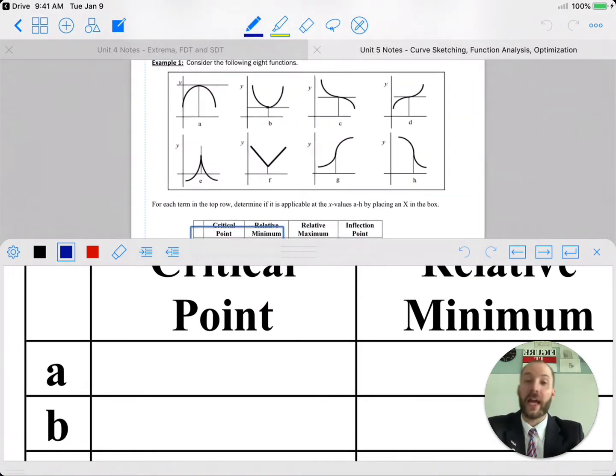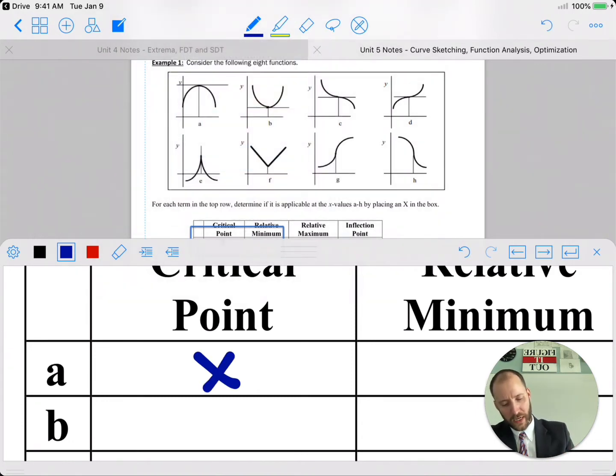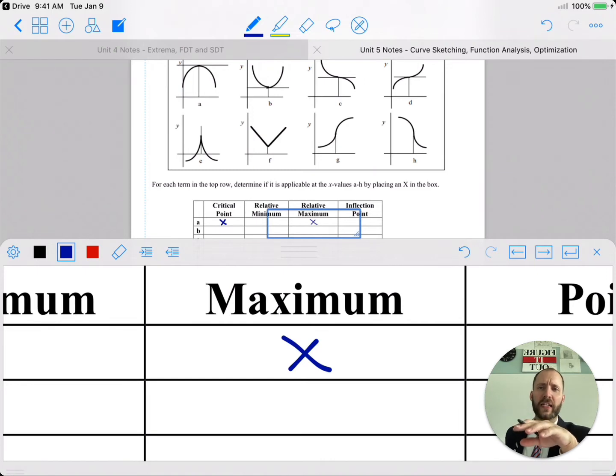So graph A, that point. That smooth curve, it's going up, topping out, coming back down. The derivative equals 0. So critical point, that's really thick, there we go. Relative min, I don't think so. But relative maximum, yeah, we'll go with that. And then, not an inflection point. The concavity doesn't change at that position. The whole graph is concave down, right?